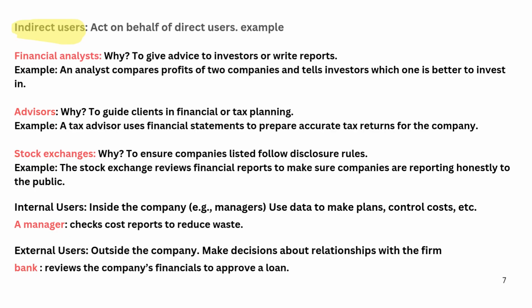Indirect users. These people act on behalf of direct users. They don't make decisions for themselves, but help others do it. Financial analysts. They study financial data and give investment advice. For example, they might compare two companies' profits and recommend which one to invest in. Advisors, like tax consultants or financial planners. A tax advisor uses company data to prepare accurate tax returns. Stock exchanges. They check if companies are following disclosure rules. For instance, they'll ensure listed companies report their finances honestly and on time.